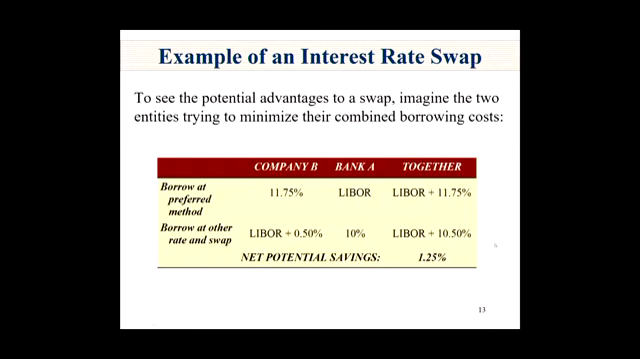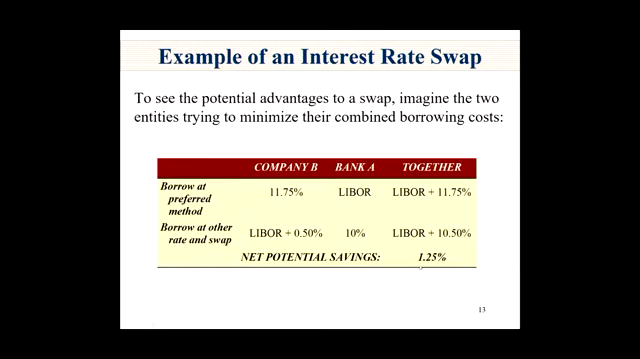So in which scenario are they better off? Borrowing at their preferred method or borrowing at the other method? The other one, okay. So what can they do? If they borrow in the way they don't want to, they can then swap the borrowings. The net savings would be 1.25%, the difference between those two options.